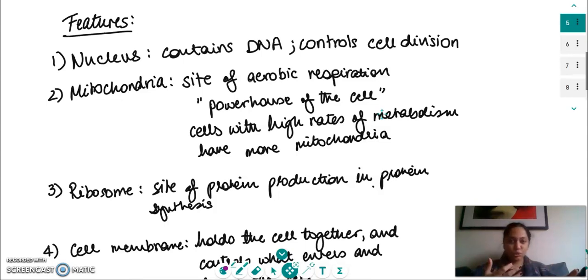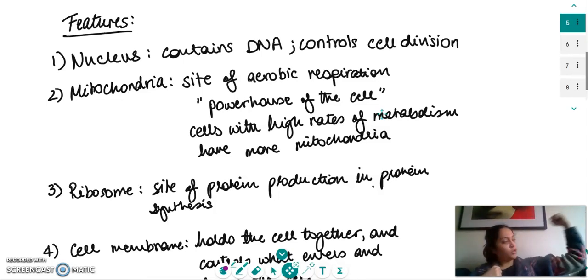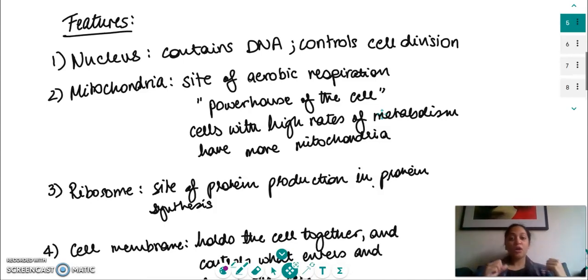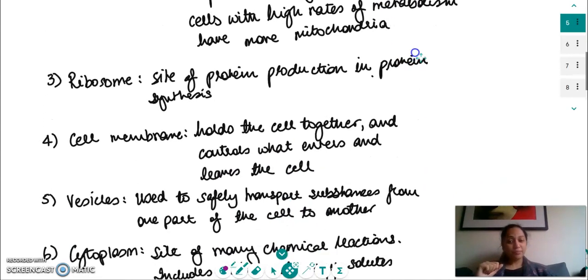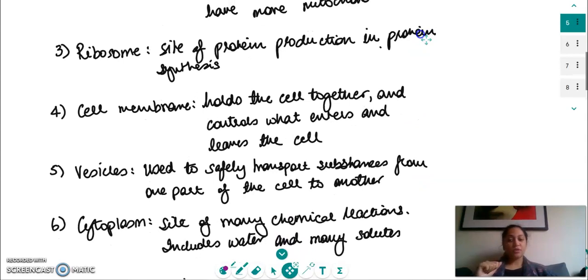Cells that are present in muscles tend to have a lot more mitochondria. When you're using your arm and you're doing any rigorous exercise, those muscles are going to require a lot more mitochondria than, say, for example, another cell in your body. The next important subcellular organelle is the ribosome. The ribosome is the site of protein synthesis. So here is where the proteins are made.